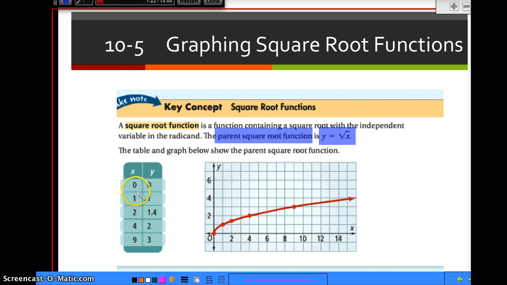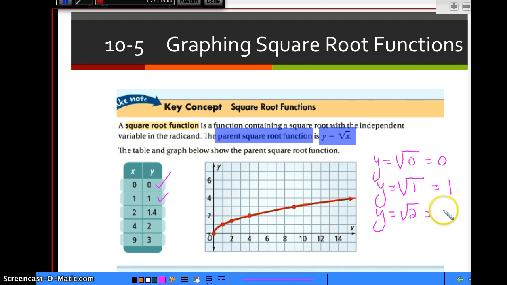So if you look at this, if we build a table starting with 0, which is what they did, and we put in 0, 1, 2, 4, and 9, notice how they didn't go 1, 2, 3, 4, 5, 6. The reason why they did that is if you put in y is equal to the square root of 0, square root of 0 is 0. So that works. Then they went to 1. Well, square root of 1 is a perfect square. That's 1. This works. If you go ahead and put in the square root of 2 into your calculator, it's going to come out to about 1.4. It's actually an irrational number. That's what they did here.